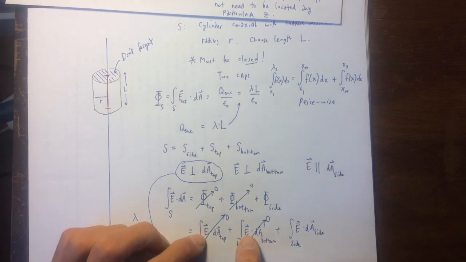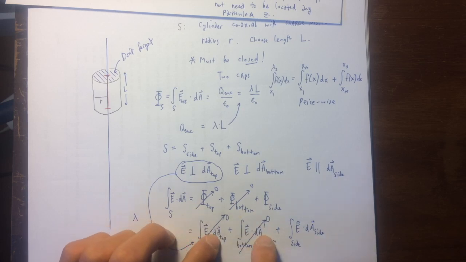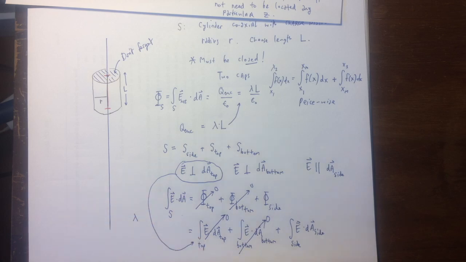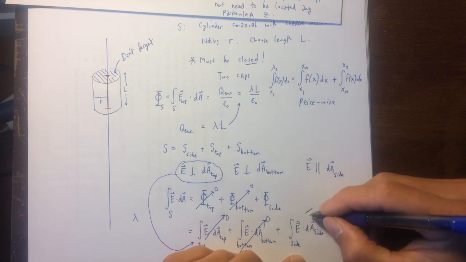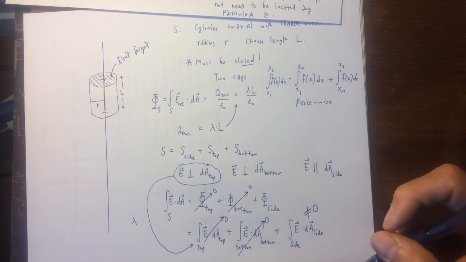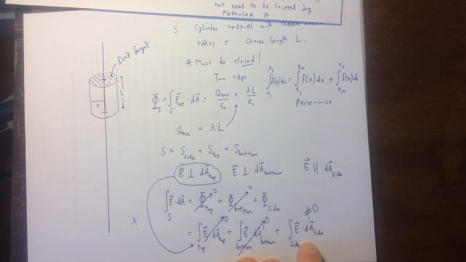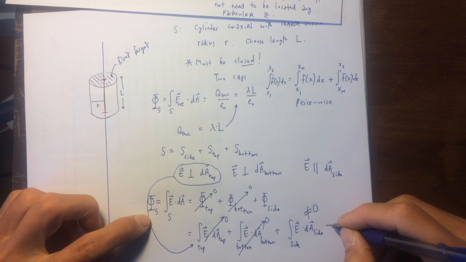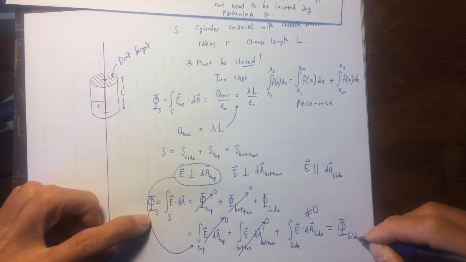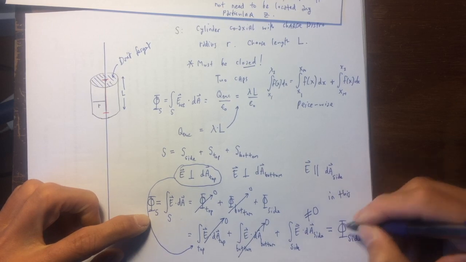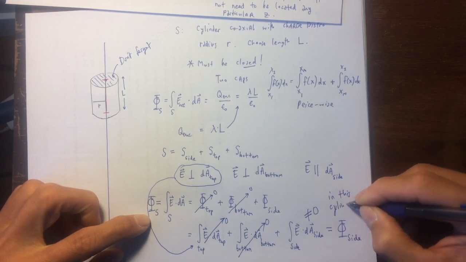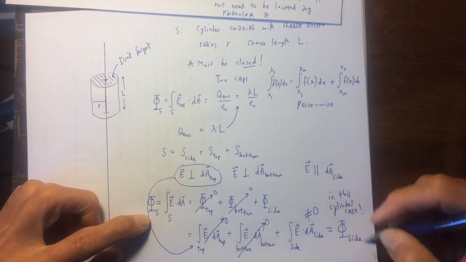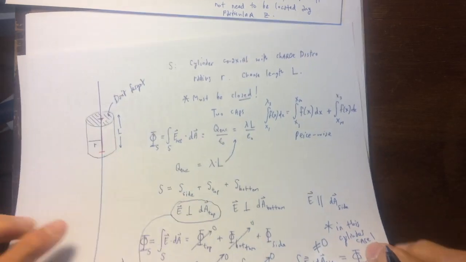It's not because the electric field is 0. In fact, the electric field is absolutely not 0, but the flux is 0. And Gauss's law is about the flux, not the field necessarily. Over here, though, this is not 0 in general, the flux through the side. So we are only left with this. That is, the flux through the surface S is equal to the flux only through the side in this cylinder case. In this particular cylinder case.